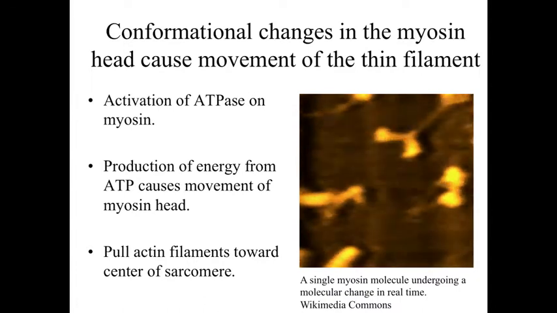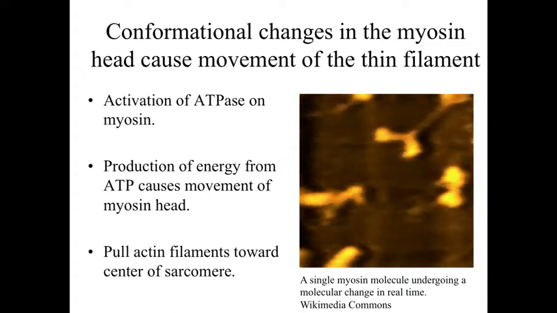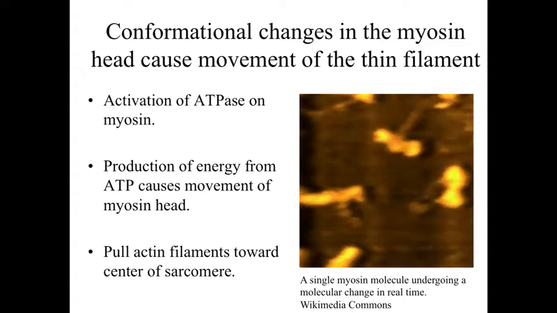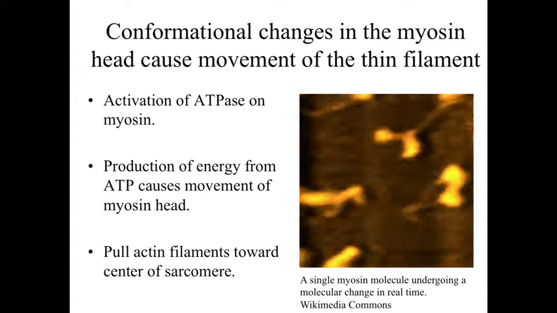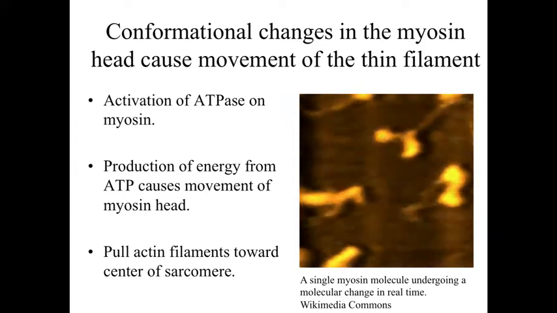Okay, so what we have then is the ability of the golf club shaped molecule, the yellow molecules that we're looking at in this rendition on the right-hand portion of the slide, looking at a single myosin molecule undergoing these conformational, these shape changes. With the activation of ATPase on the myosin, we essentially energize that head and allow it to ratchet back and forth. And so when it's ratcheting back and forth, if it's attached to actin, when it moves, it's going to drag the actin along with it. It's basically going to pull that actin filament towards the center of the sarcomere.